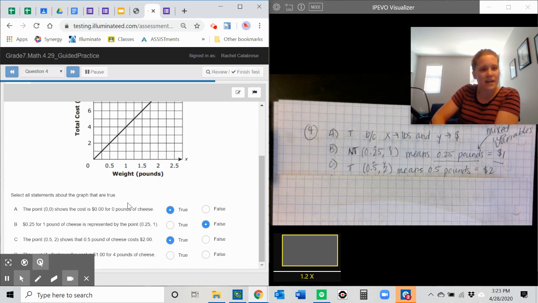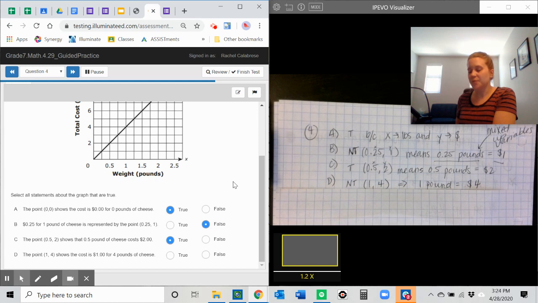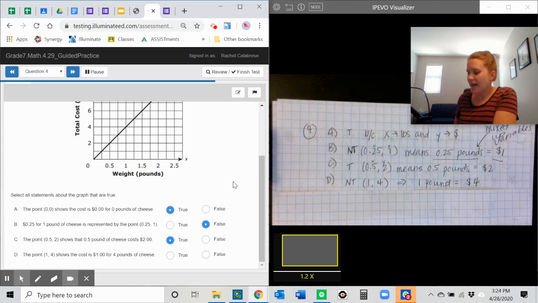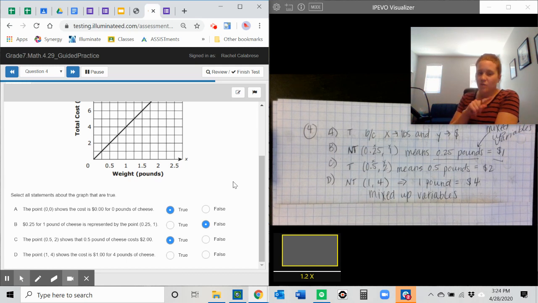And D, the point (1, 4) shows the cost is $1 for 4 pounds of cheese. Think about what x represents and what y represents. True or false? This one is false. Since the x coordinate is 1, I know that 1 pound equals $4, but they wrote in the question $1 for 4 pounds. So they mixed up their variables. This one is not true.